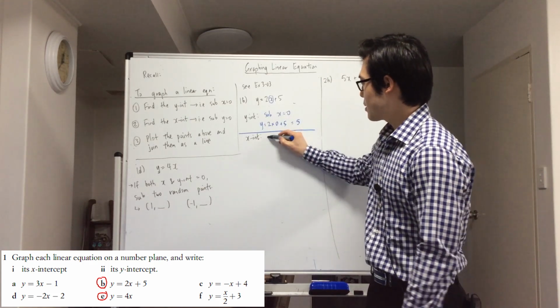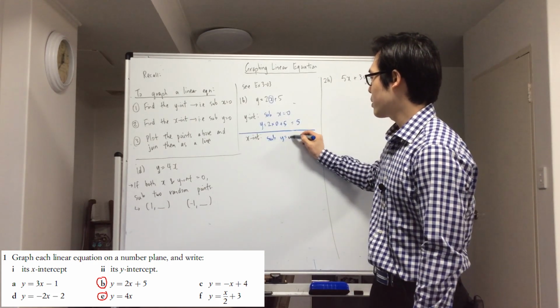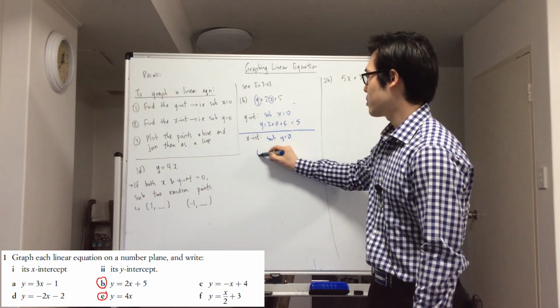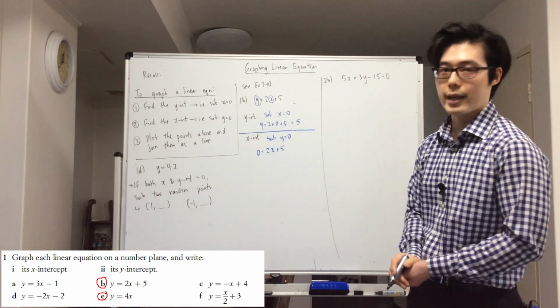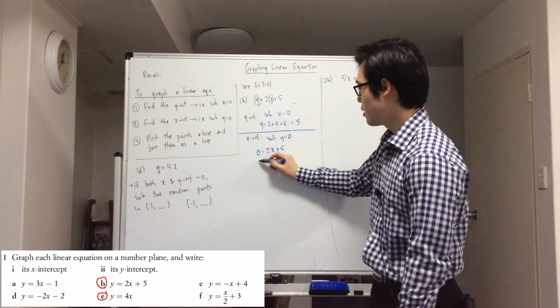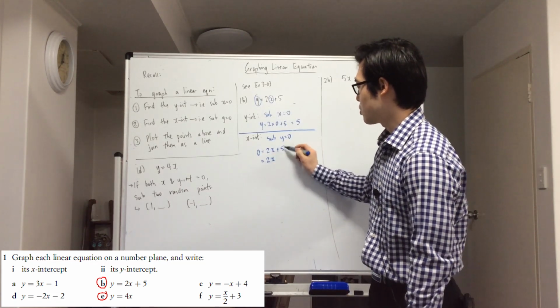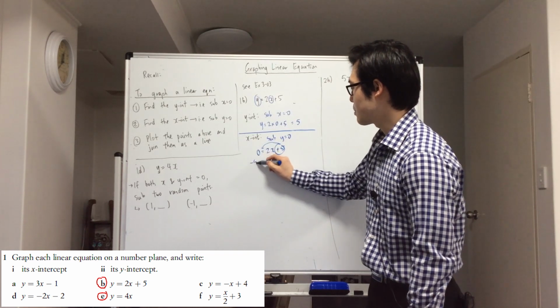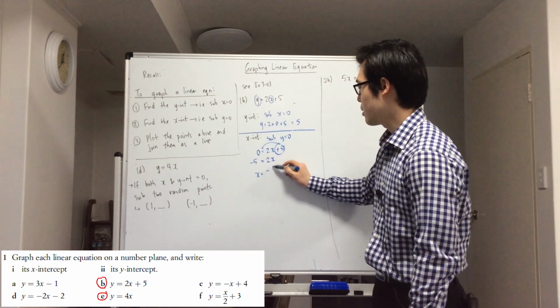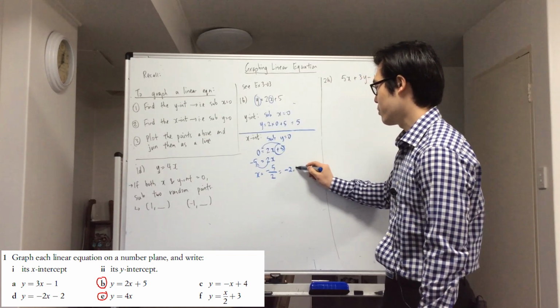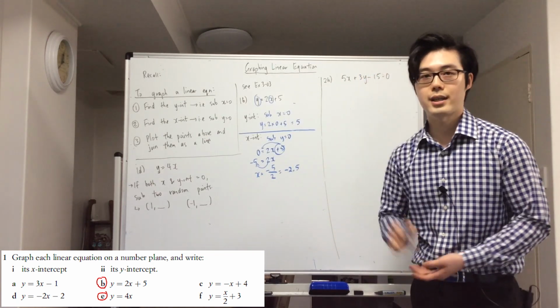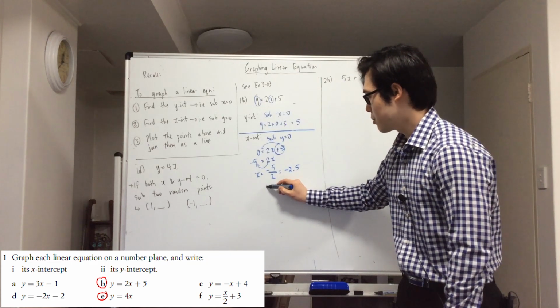For the x-intercept, sub y equals 0, so I'm going to substitute that as 0. So 0 is equal to 2x plus 5, and then from here you have to make x the subject. So 2x is equal to, bring that plus 5 to the other side, that's minus 5. So x is equal to minus 5 divided by 2, or in other words, minus 2.5. You want to get the decimal so you can actually plot on the number plane.